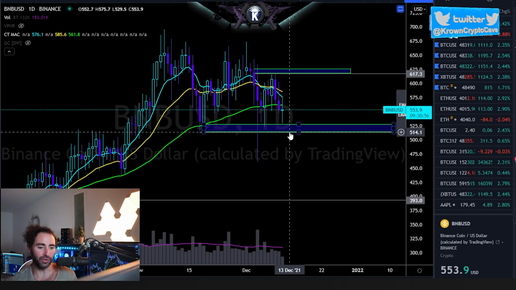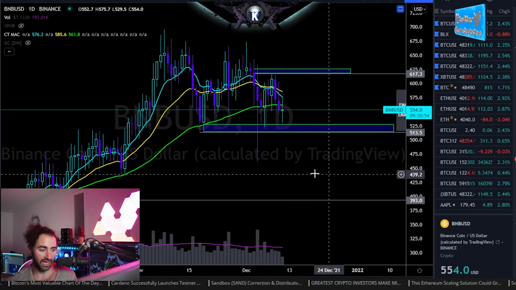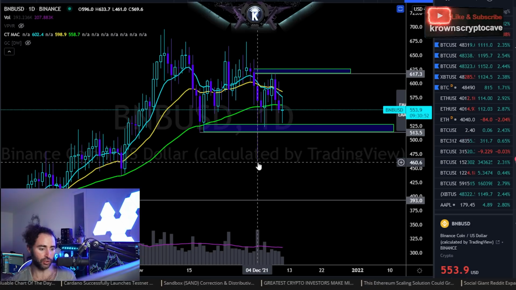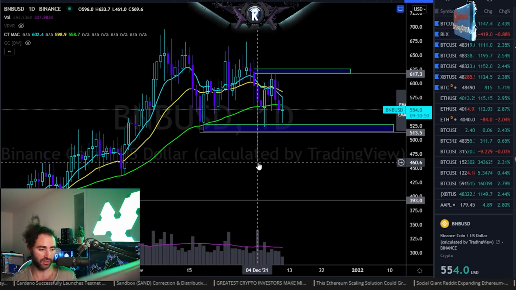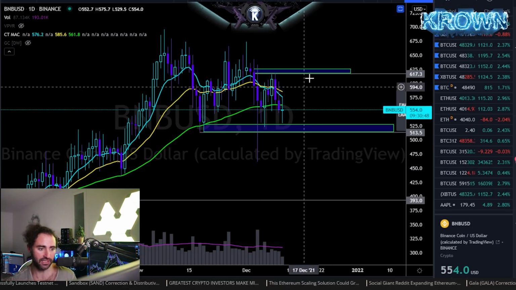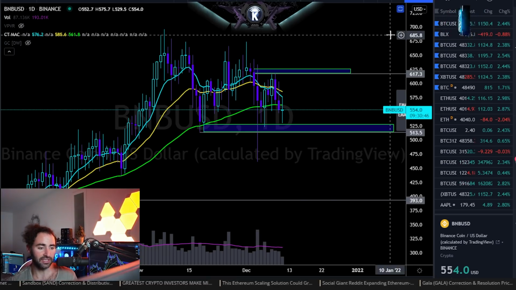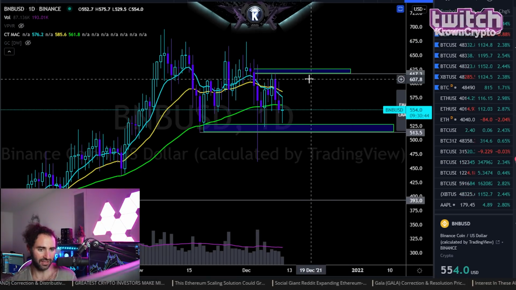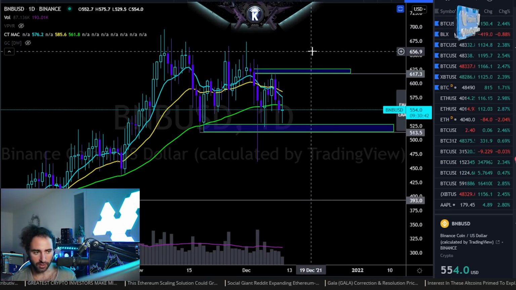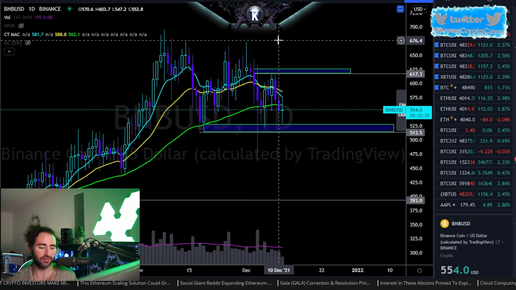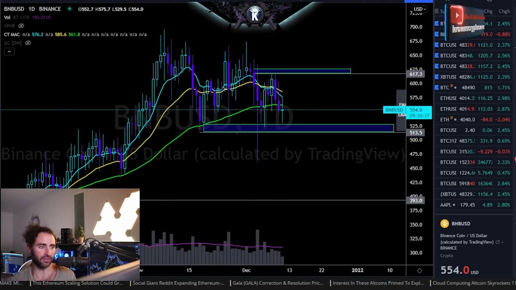Anyways, BNB below 513.5, bad. Looking for big breakdowns to fill your 4th of December wick down to 460, after that maybe even a little bit lower towards 450. BNB above 617, or we could even say 610 in this case, looking pretty damn good for a retest of prior highs, and very likely continuation of macro rallies.